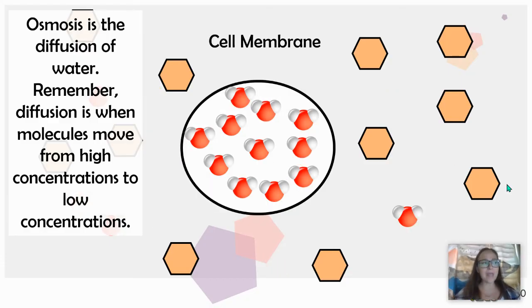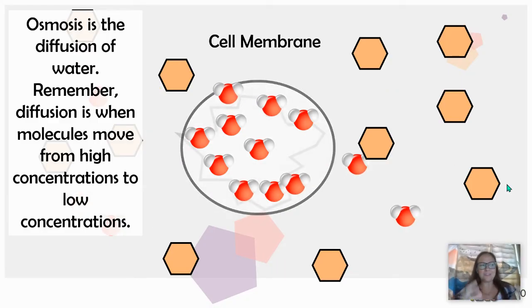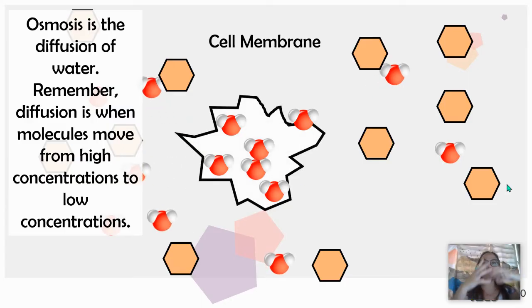Now, if you think about, well, what happened to the cell? It turned ugly, right? So when we think about water leaving a cell, going from a high concentration to a low concentration, the cell is losing mass. So the cell will actually shrink and shrivel because water has moved out of it by diffusion.